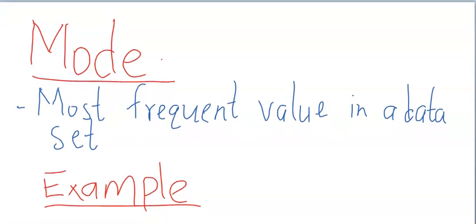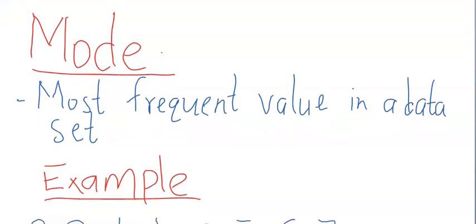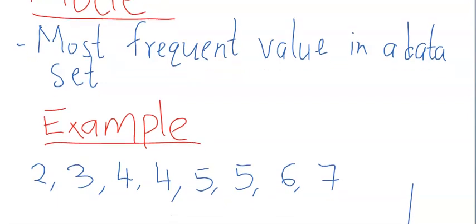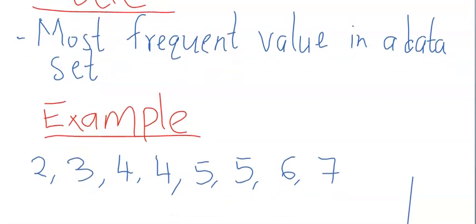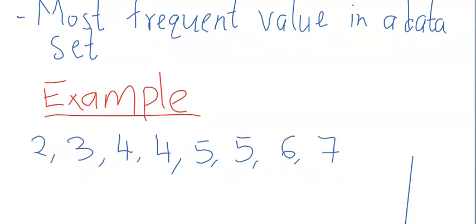Well, so we'll look at an example whereby we see how we can calculate a mode of a given data set. So here is a data set. We have these values: 2, 3, 4, 4, 5, 5, 6, and 7. Those are our data sets. So we want to check and see the mode in that case.